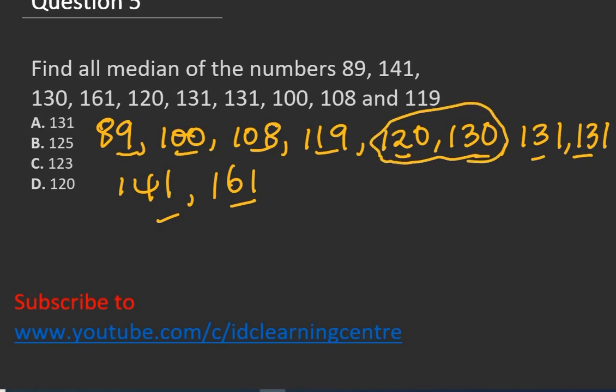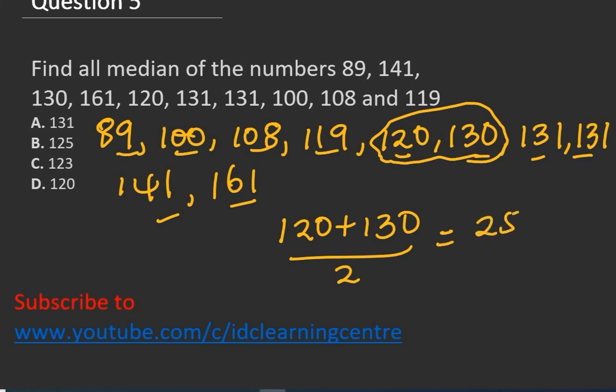Now, the median is always the middle number after you've arranged the numbers from the biggest to the smallest or smallest to the biggest. But in a case where you have two numbers like we have here as the middle number, please sum the two numbers together and divide by 2 to get your answer. I'll sum this up and divide by 2. This will give me 250 divided by 2, which gives me 125. So the right answer is B.